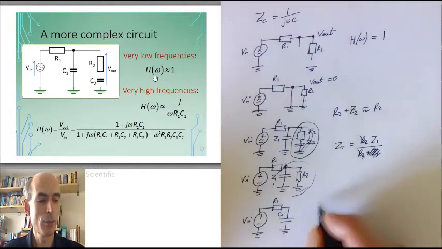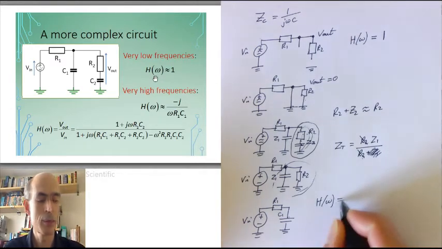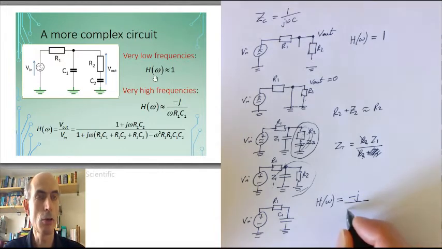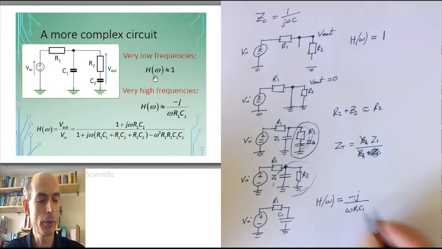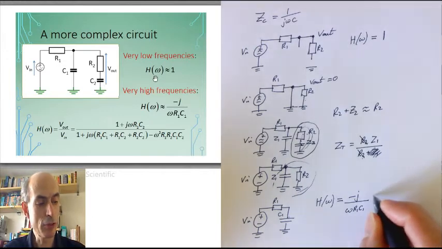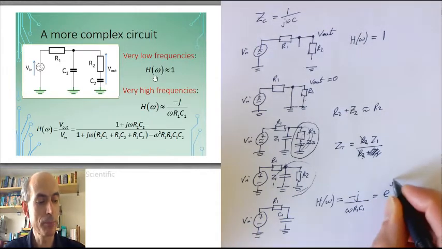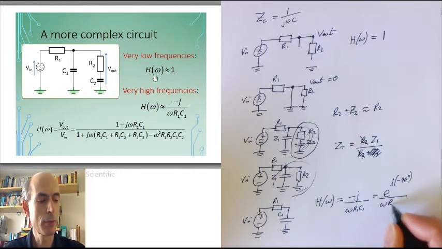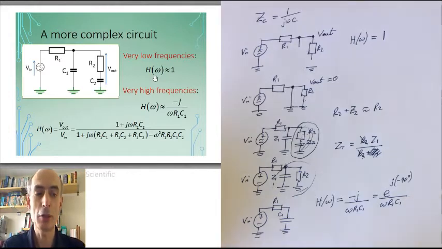It ends up with a frequency response of approximately minus j over omega R1 C1, which I've written previously as e to the j minus 90 degrees, or minus pi over 2, over omega resistance times capacitance, but it's the same thing.